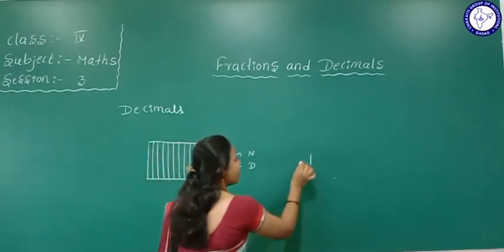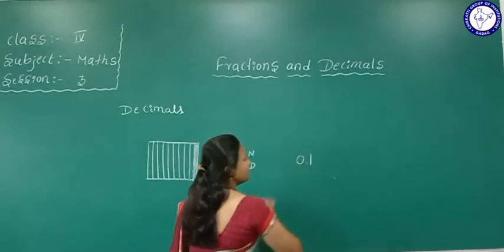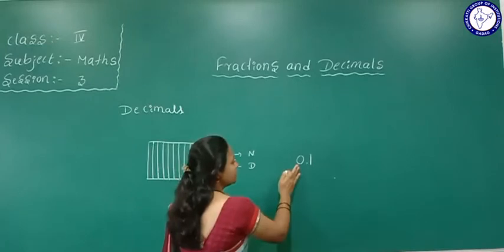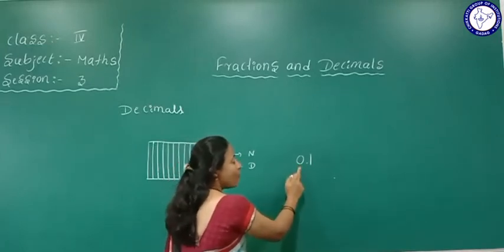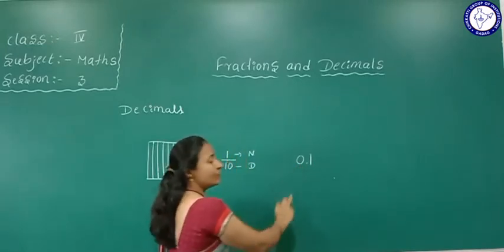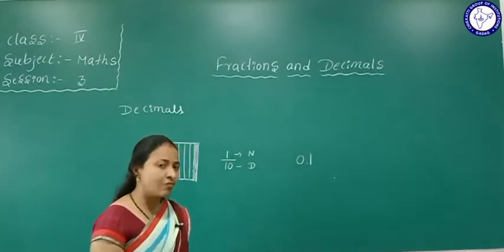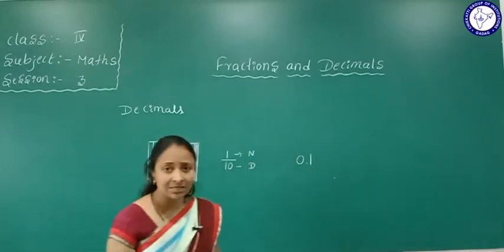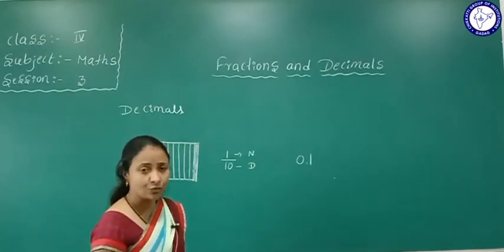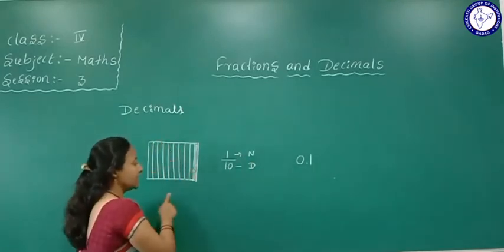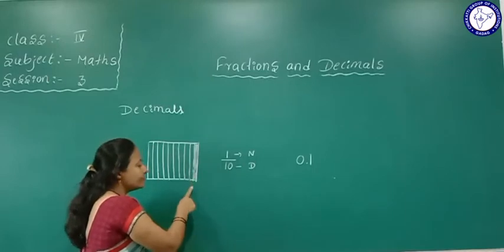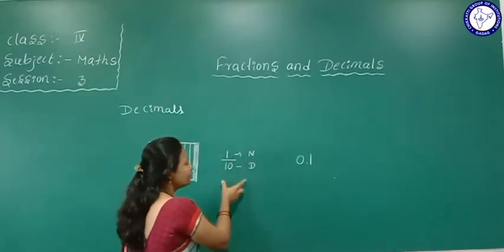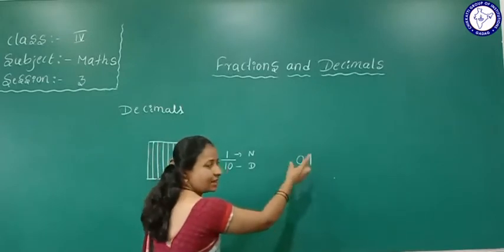After that we write a 0. Understood this one? How will we read it? 0.1. So this we call the decimal system. Understood students? How to write here? In the 10 equal parts, one part is shaded. We write it in the form of a fraction, and this fraction we write in the decimal system.